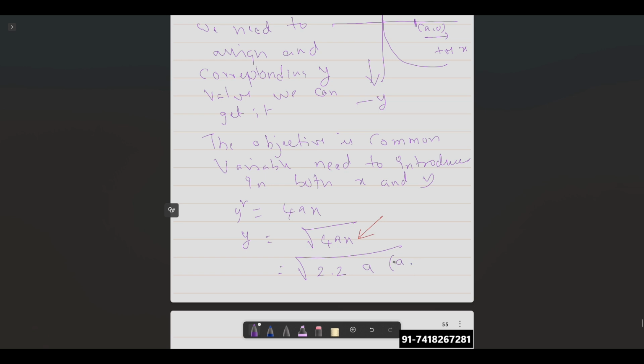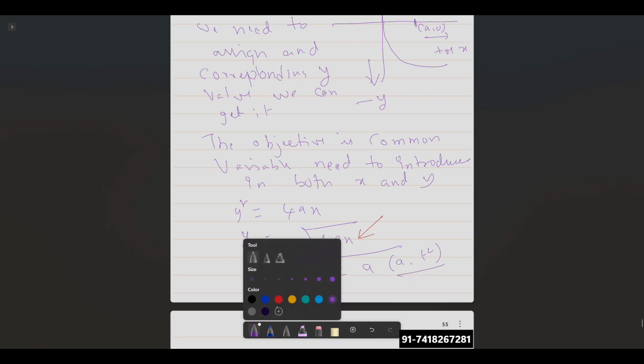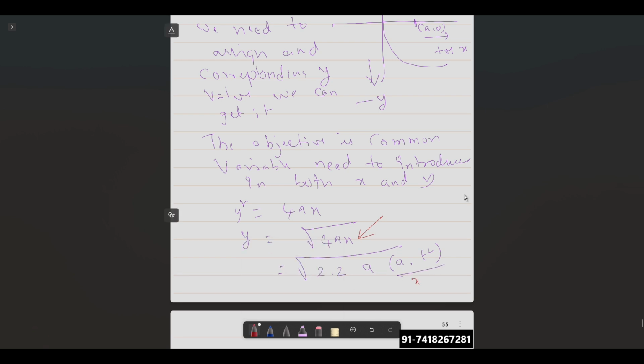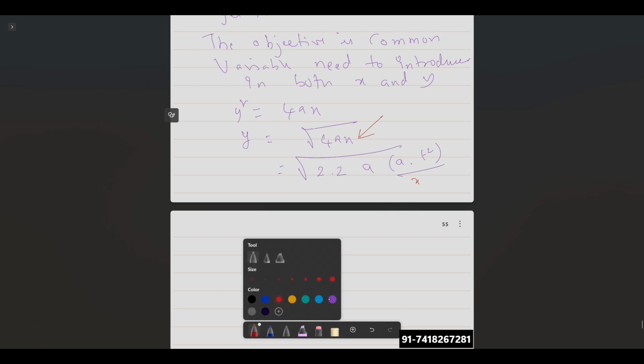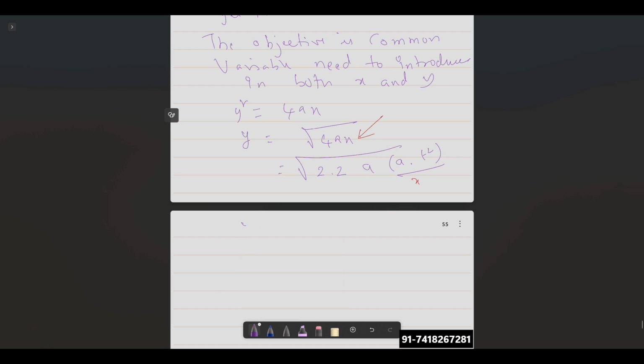Some third variable has to be introduced. Here the variable will be t, which is a real number. Real number means it can be negative or positive. So I will introduce t square. So this is your x. With that, what is the advantage we are getting here? We'll get y is equal to 2 comes out, then a into a comes out, and then t square comes out as t. So your y will be 2at.